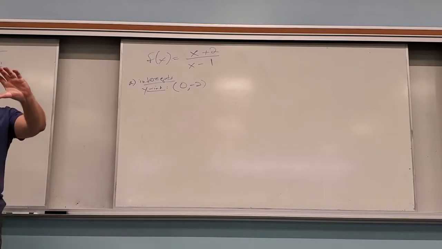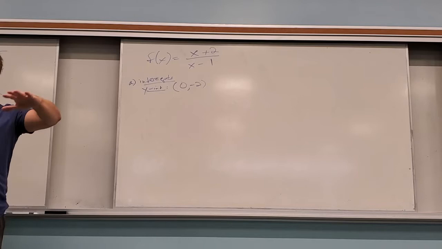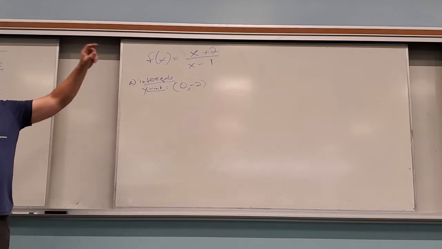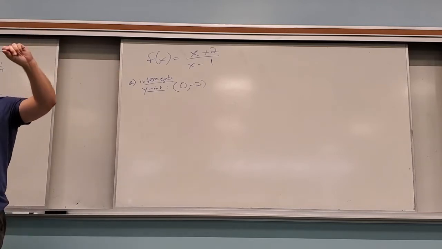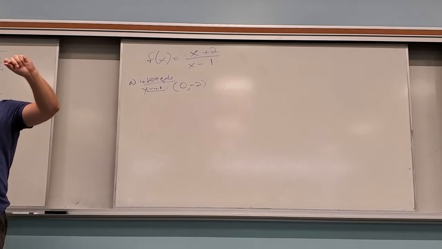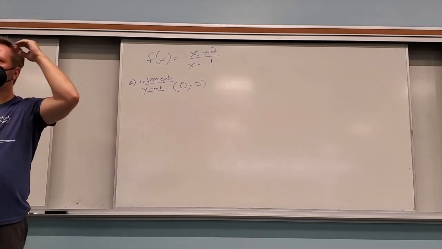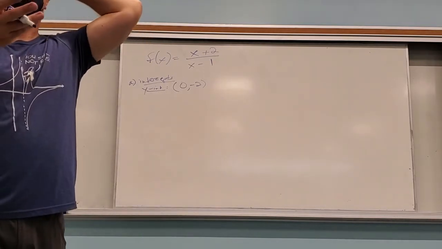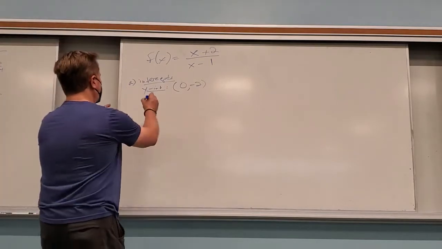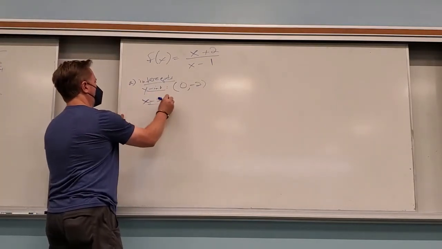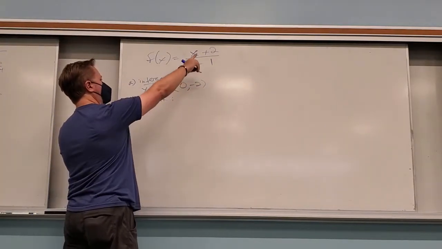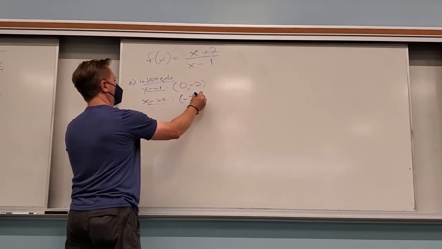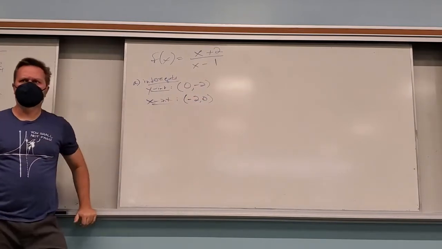Now again, remind me, in order for the output of a fractional thing to be 0, what has to be true? To make a fraction 0, the top has to be 0. So for the x-intercept, what makes the top 0? Negative 2. Well, that's kind of nifty.